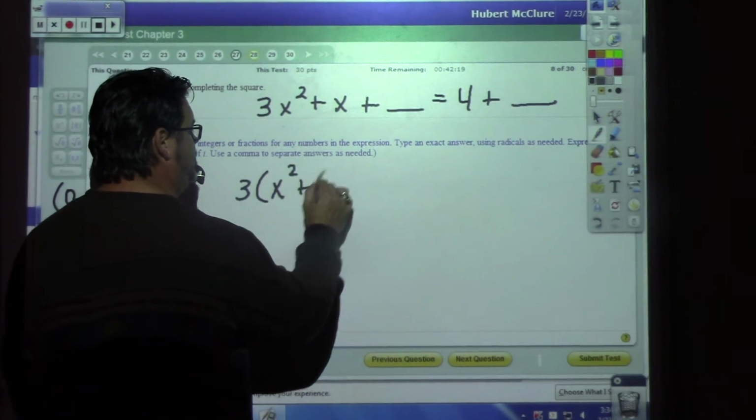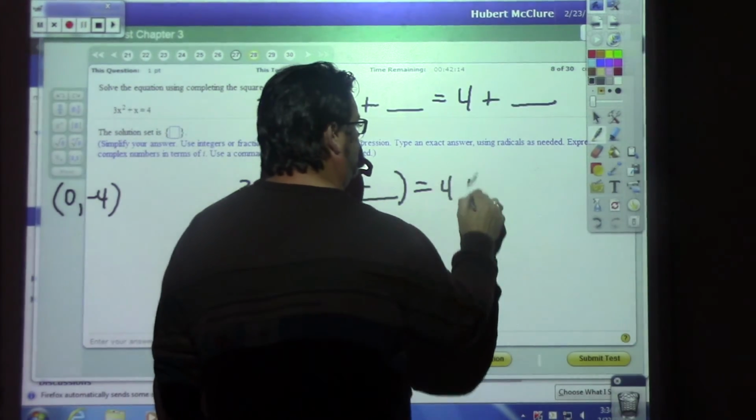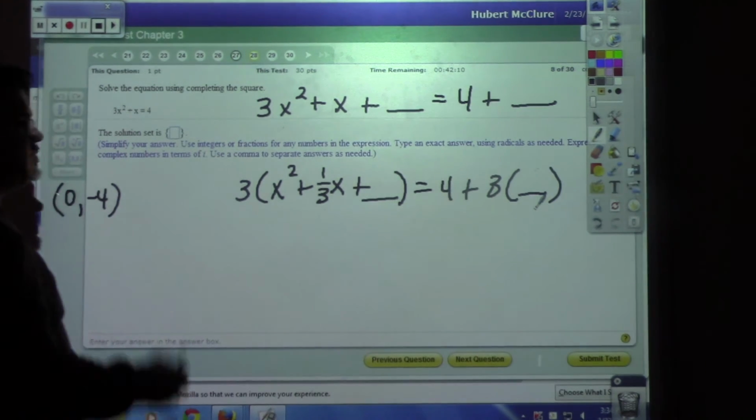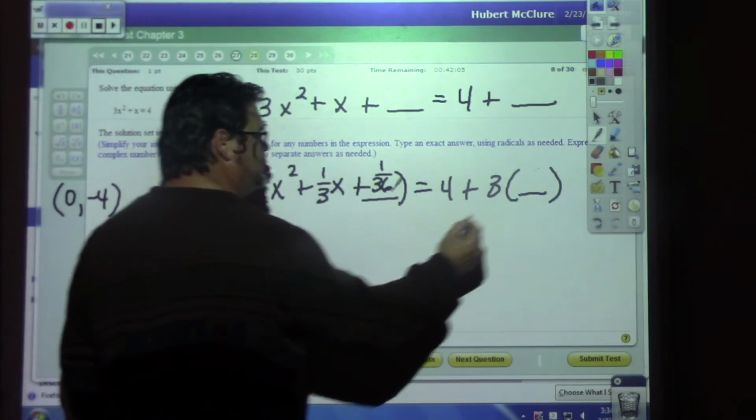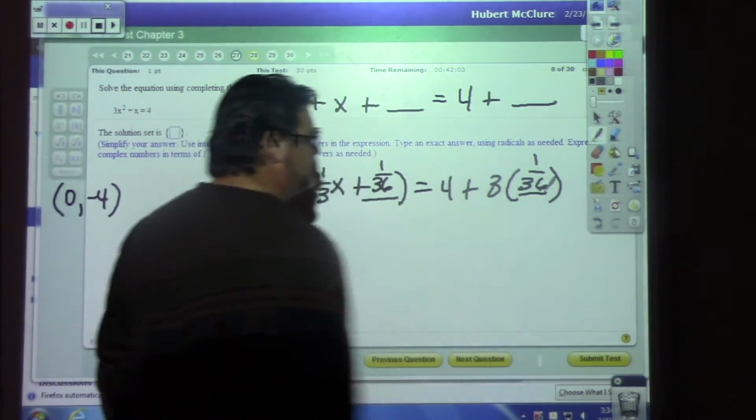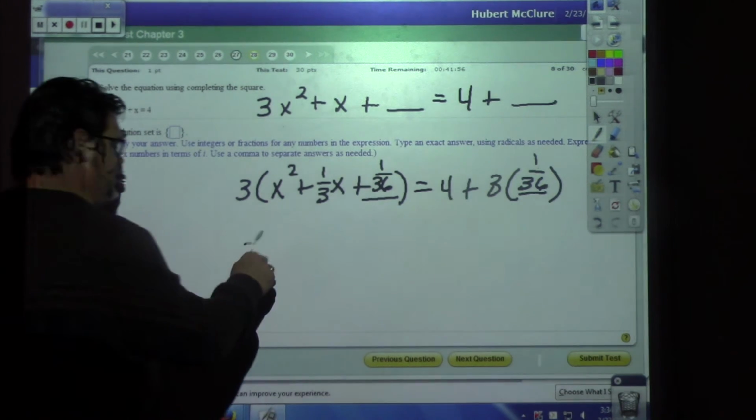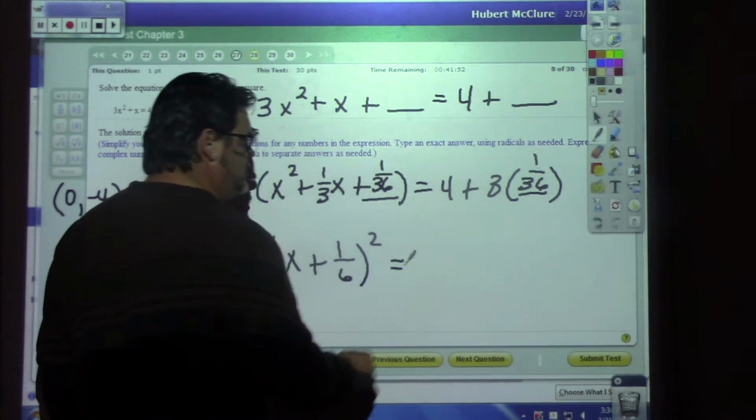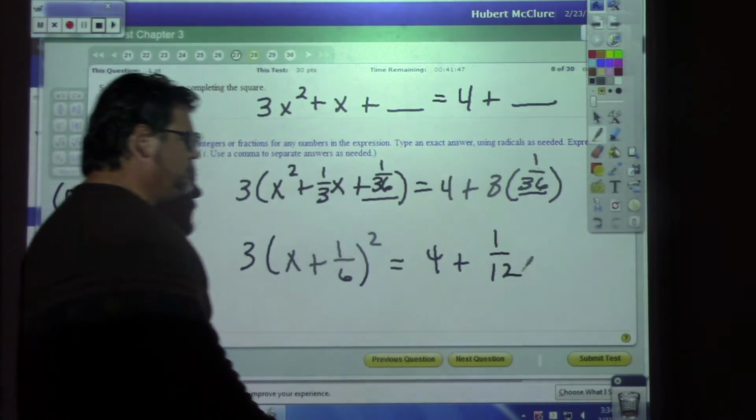That'll be x squared plus 1/3 x plus blank is equal to 4 plus 3 times blank. Take 1/3, divide by 2, which is 1/6. 1/6 squared is what? 1/36. Notice I'm skipping a couple of steps. You should be able to skip at least 1 or 2. And that's going to be 3 times x plus 1/6, quantity squared, is equal to 4 plus 1 over what? 12.